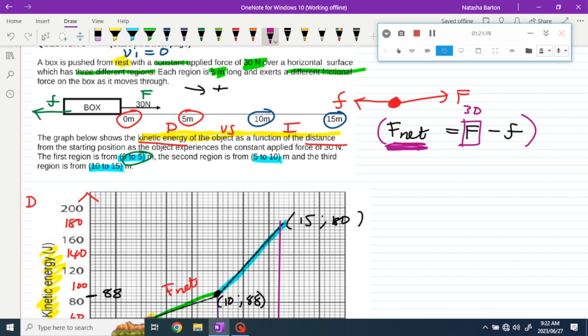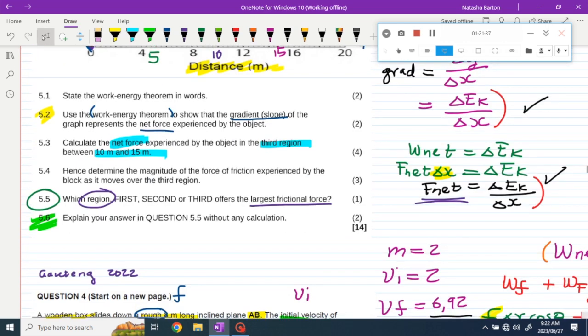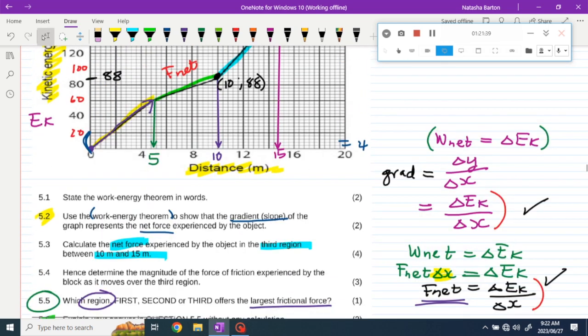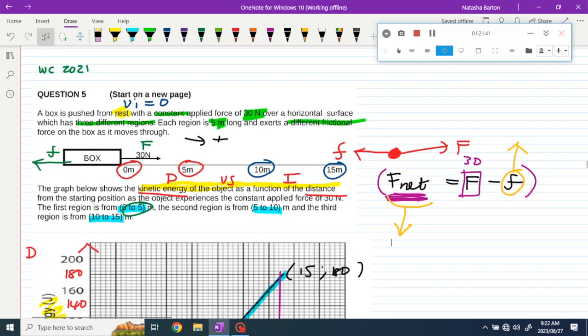Make the friction big. If the friction is very big, it's difficult to move this box, and therefore the net force is going to be small. A large friction is going to produce a small net force. Okay, so what did the first question say? It said, which region offers the largest friction? Largest friction means smallest net force.